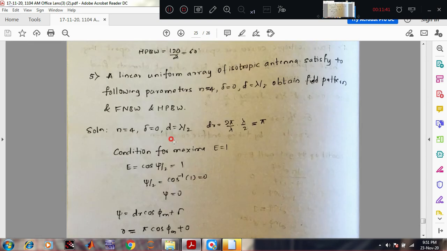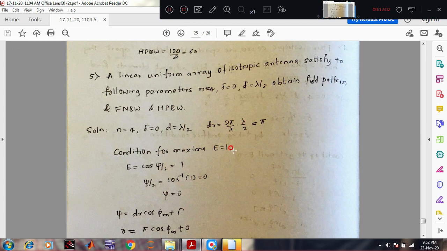Next numerical. A linear uniform array of isotropic antennas satisfies the following parameters: n is equal to 4, delta is 0, d is lambda by 2. Obtain the field pattern and first null's beamwidth and half power beamwidth. Given n is equal to 4, delta is 0, d is lambda by 2, dr will be 2 pi by lambda into d, that is pi.